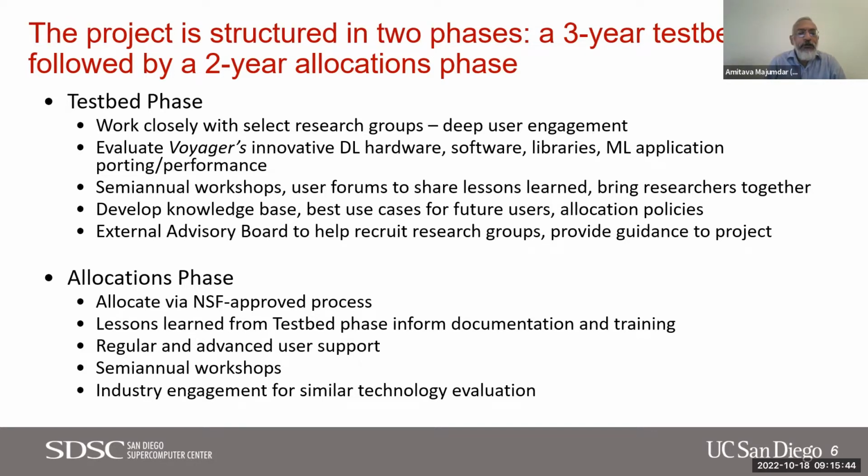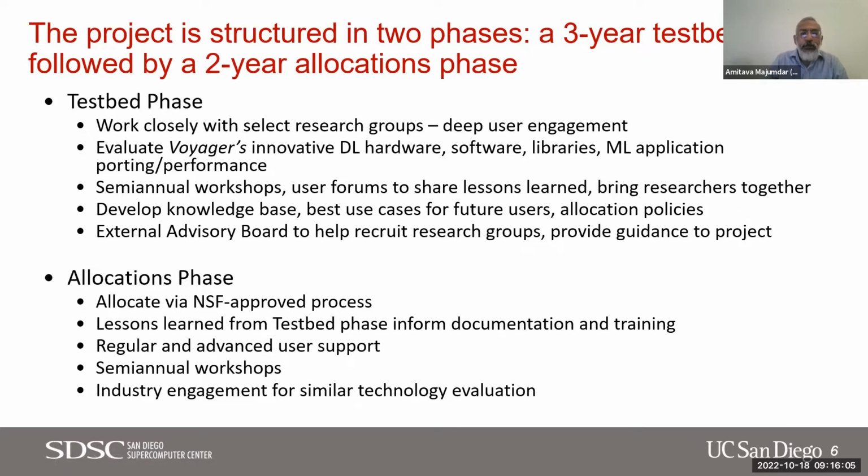And during the first 3 years, we will also figure out what it means to allocate a machine like that. Do we allocate in Goya training node hours? Do we allocate in Goya inference node hours? Do we allocate on both? What does it mean for AI-focused hardware to be allocated? And many of the things in the allocation phase will be the same as in the testbed phase.